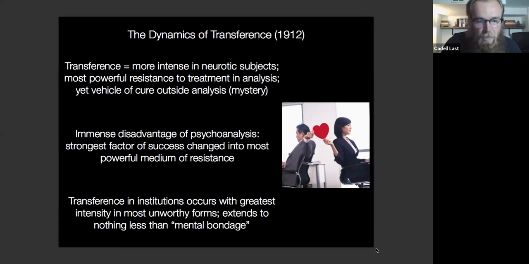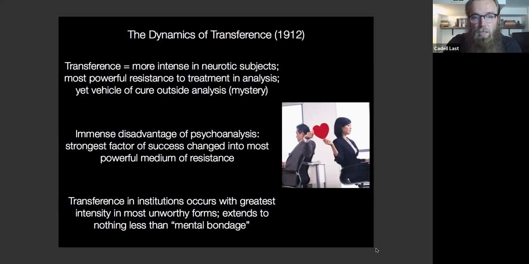And then he goes on to say, and here I think Freud is suggesting something similar, that transference occurs in institutions all the time. Basically where we project daddy issues, or mommy issues, or brother and sister issues onto the people we're working with, onto our professors, onto our collaborators, onto our work partners. And he says that this transference occurs with an intensity in the most unworthy forms and extends to nothing less than mental bondage, where we become mentally bound to another person simply because we haven't worked through our infantile issues.